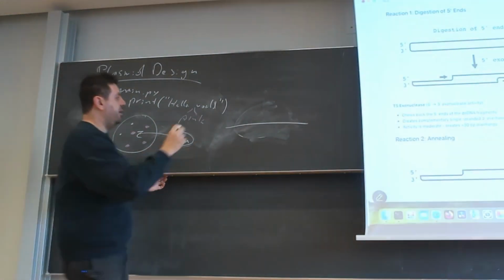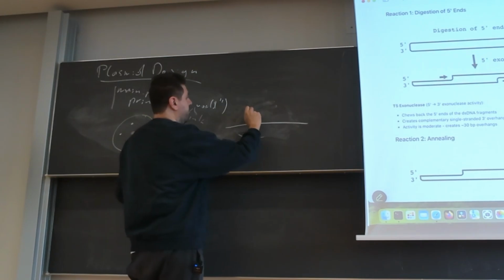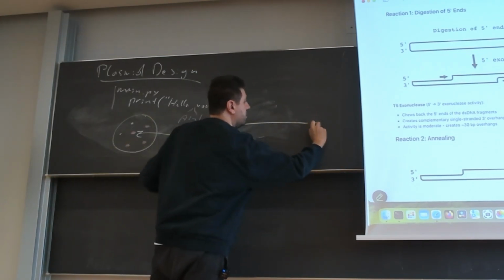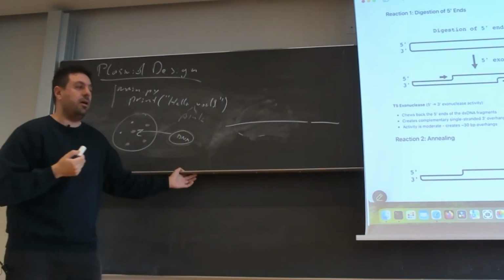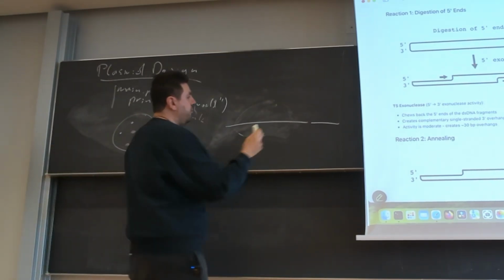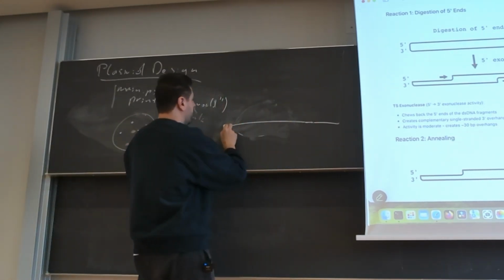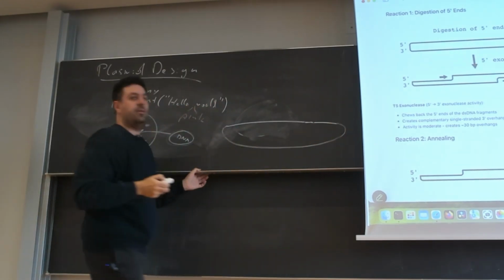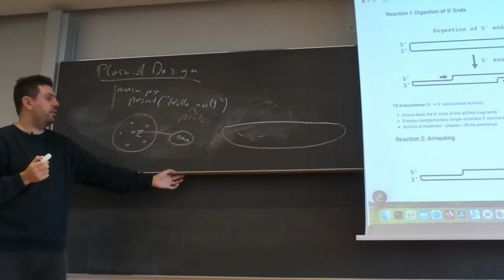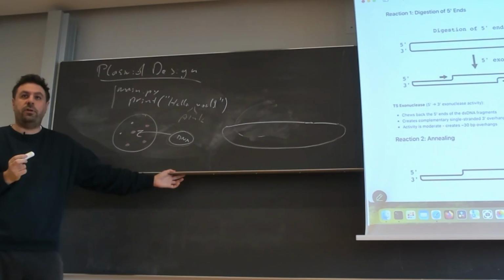And then we will design an insert. So this is a second sequence here, painted here. And then you will have to glue together here and here the insert with the backbone. And then, in the end, you have the plasmid you want.